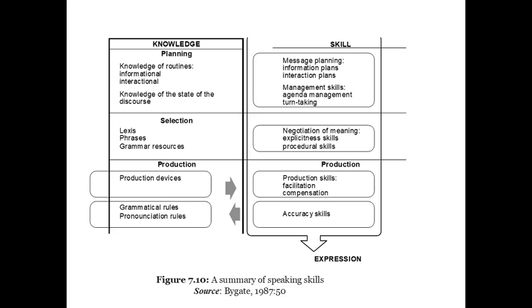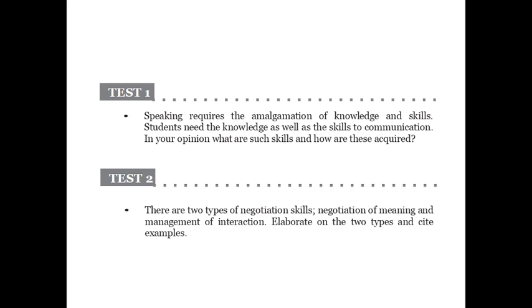Knowledge and skill, as we were discussing in earlier chapters. Knowledge includes planning, selection, production. Then skill has message planning, management skills, negotiation of meaning, production skills, and accuracy skills. That becomes the expression. So knowledge and skills lead to expression.